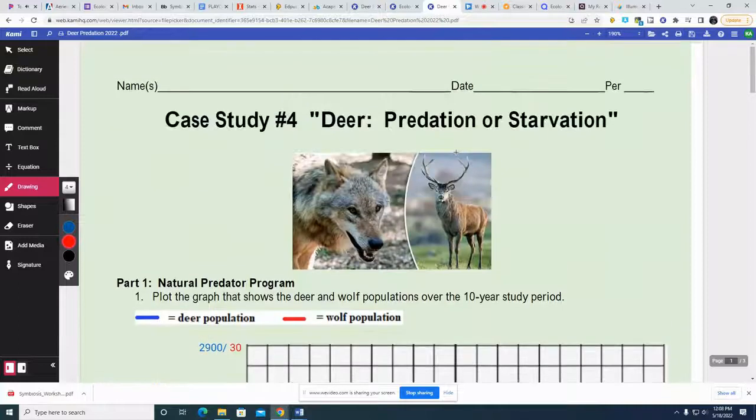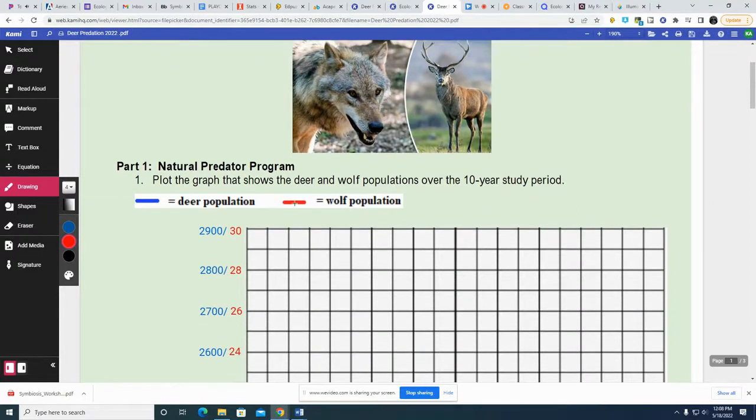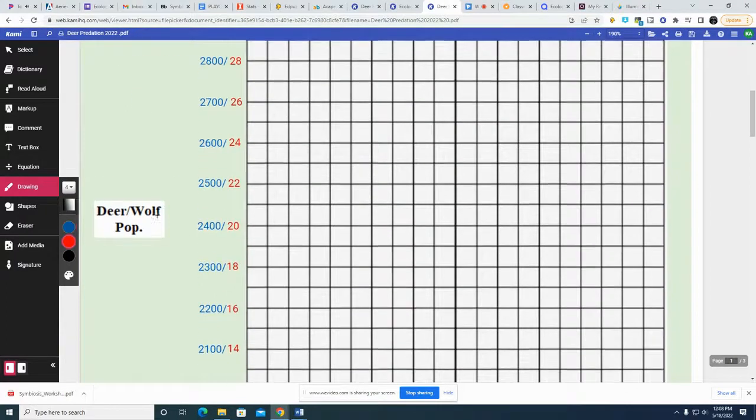For help with the deer, case study number 4, deer, predation, or starvation, you came to the right spot. I'm getting ready to graph here. So remember, wolves are in red, deer's in blue.